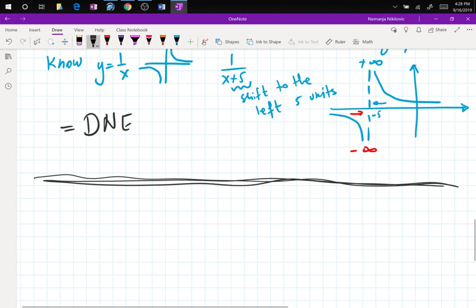So let's take a look at the limit of difference quotient. We talked about difference quotient last class. So let's take a look at the limit as h goes to 0 of 1 over x plus h minus 1 over x, everything divided by h.